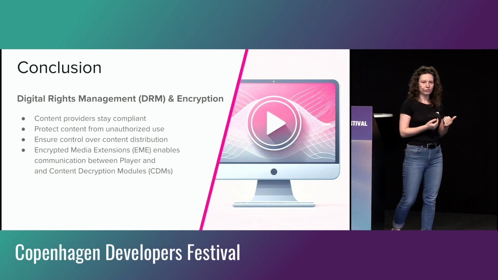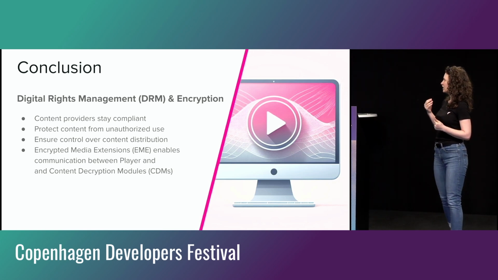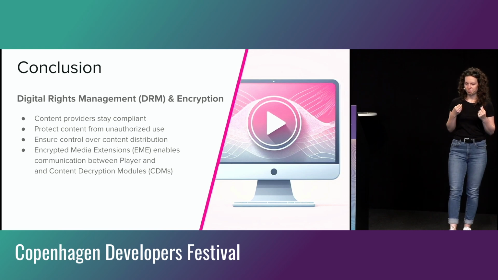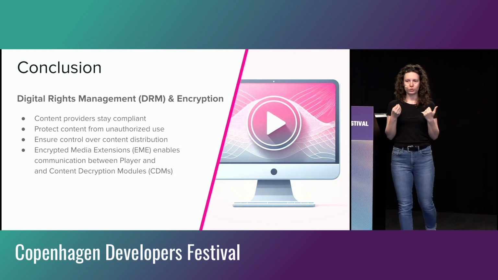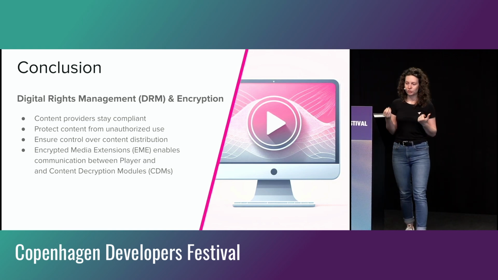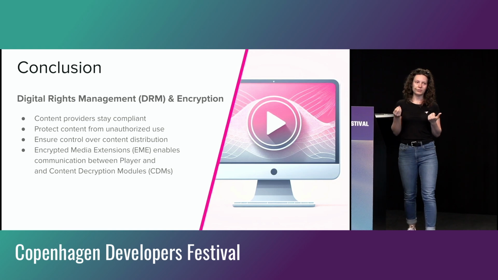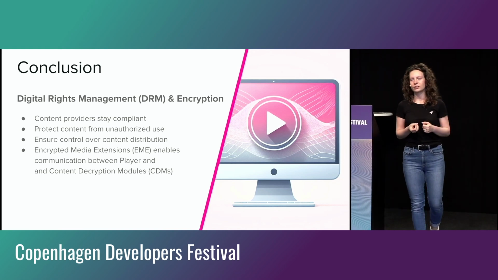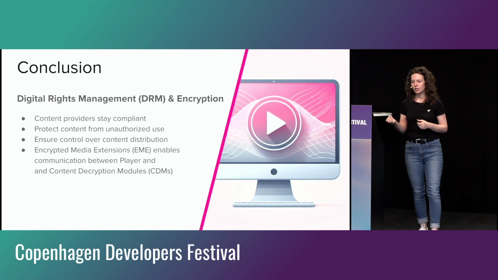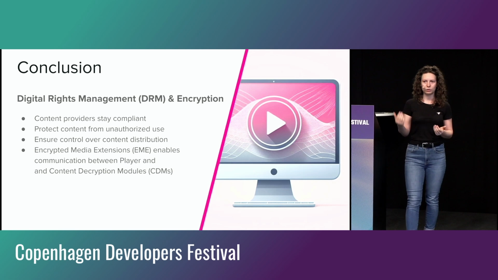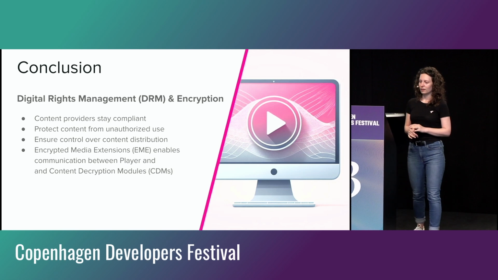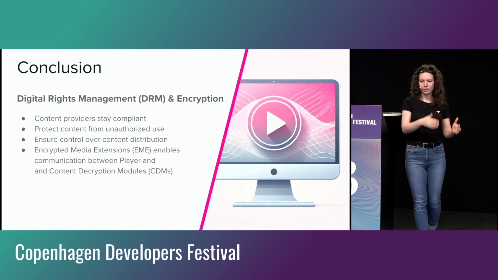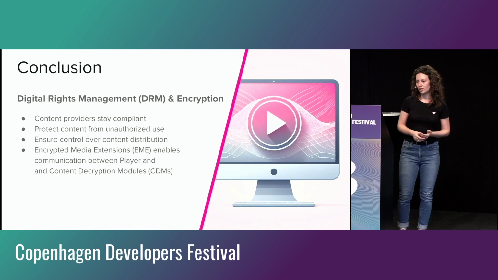When it comes to encryption and DRM, DRM is very important because content providers can stay compliant. DRM is used to protect the content from unauthorized use and controls its distribution. And thankfully, we have EME, the Encrypted Media Extensions, that help us decrypt the content using the content decryption module. So if the content gets encrypted, we can always decrypt it based on some rules, like some scopes of the user, for example. So it's doable. At the same time, while we are compliant, we can still serve content to the users, which is the main goal.